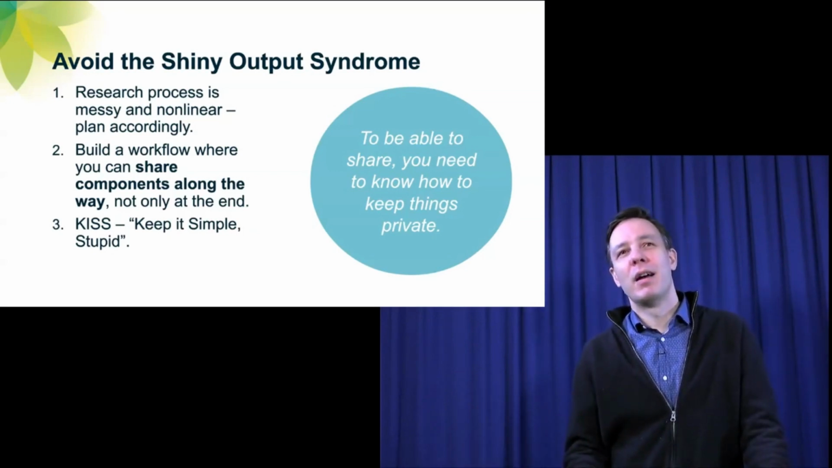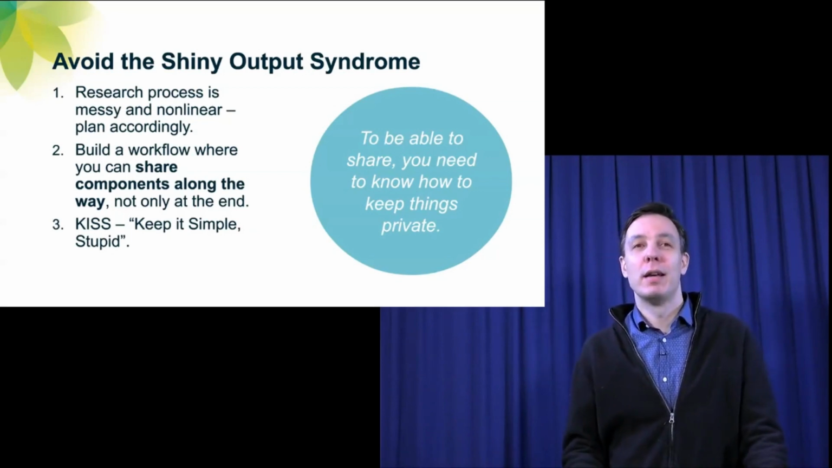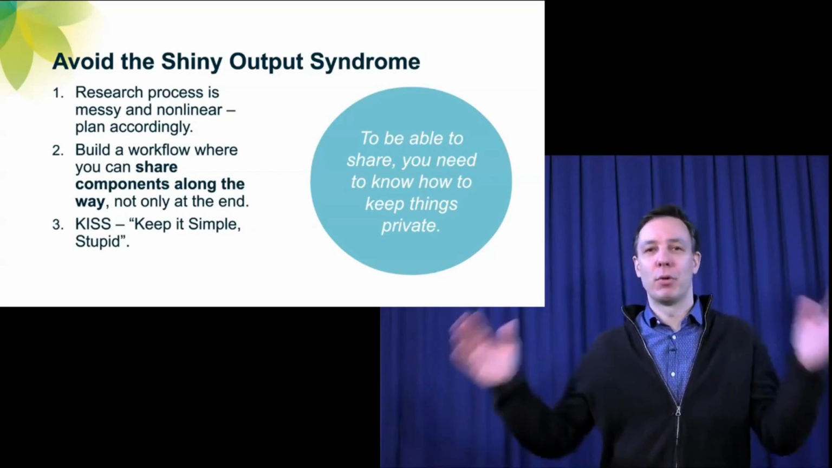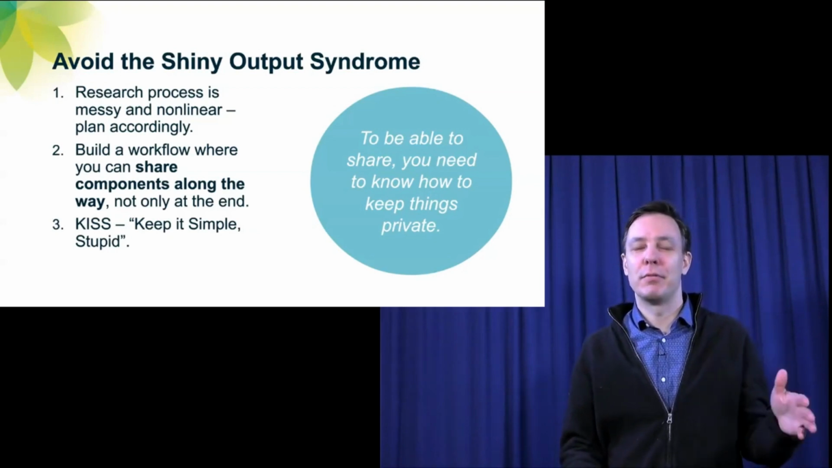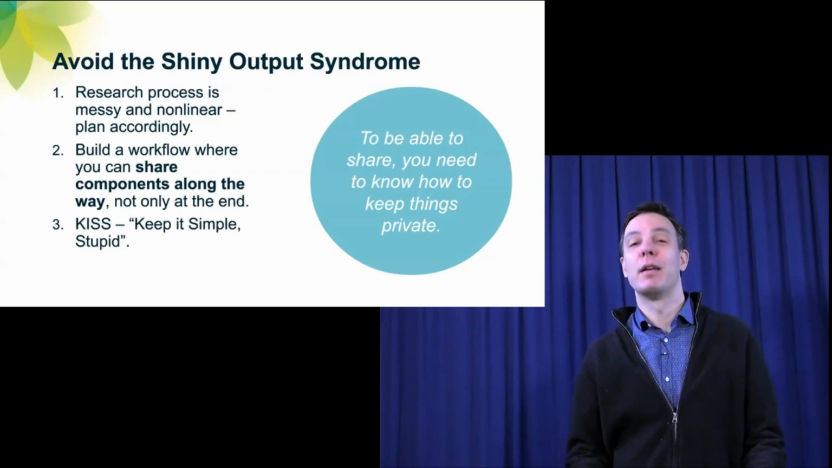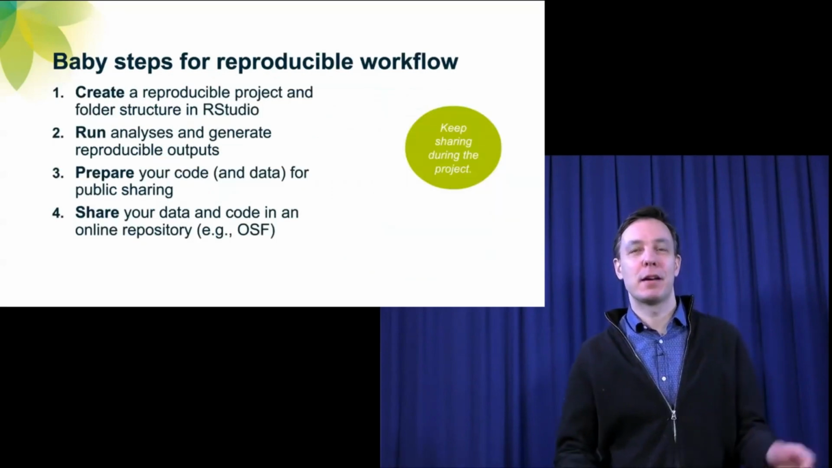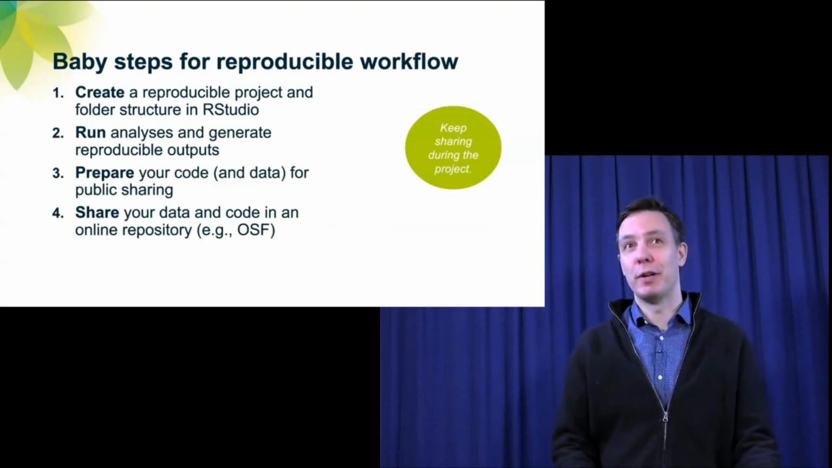And then we can have components that we share along the way, so that we will not end up in the end of the project with a full mess of files and folders, and we don't remember how we worked with the data, and then that's a huge work in the end to make the project reproducible. So that's why a few simple steps, and these are the 4 steps. Baby steps for reproducible workflow in R.